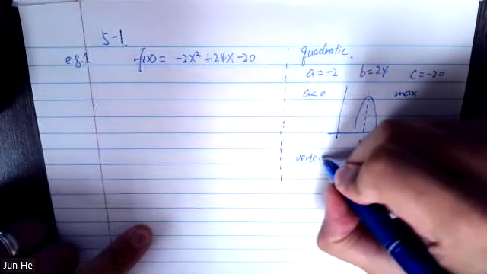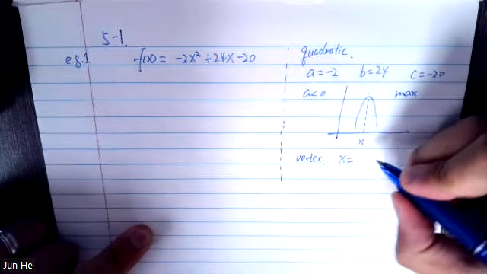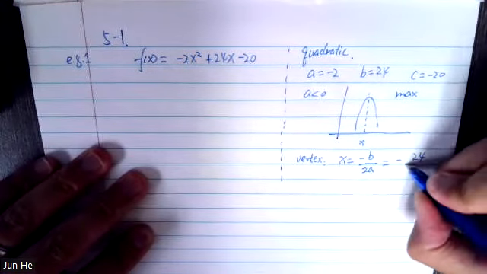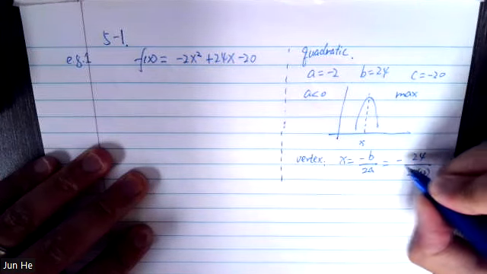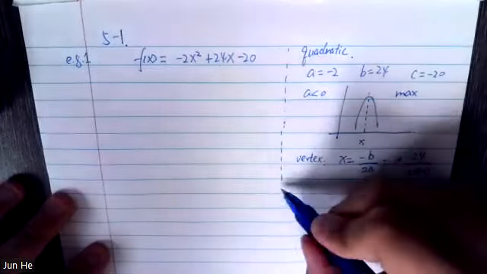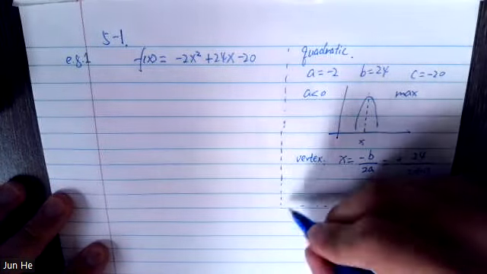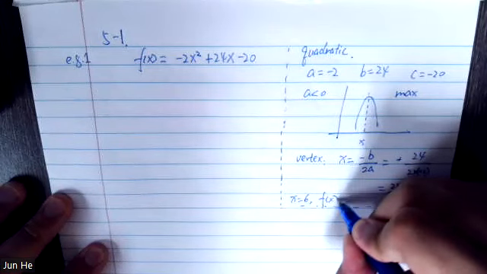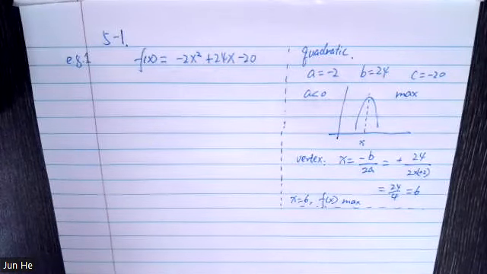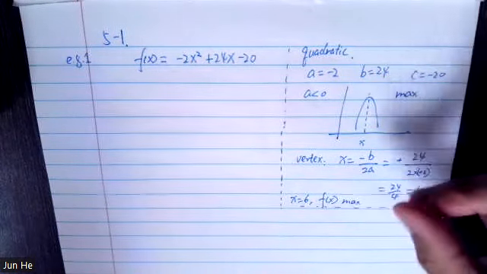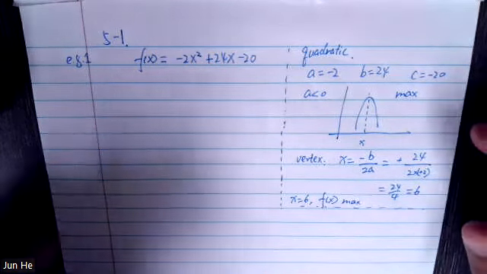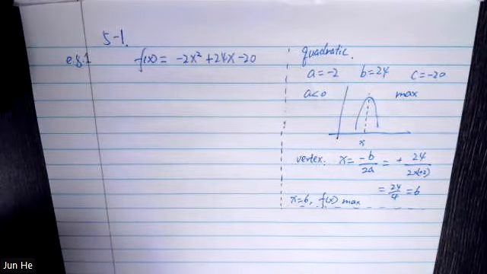The previous knowledge tells us we need to solve the vertex, which is minus b over 2a. In this case, it is minus 24 over 2 times minus 2. The 2 minus signs cancel, so that is 24 over 4, which is 6. So when x equals 6, this function is maximized. That's when we utilize the quadratic feature of this function. Then let's utilize the first order conditions.